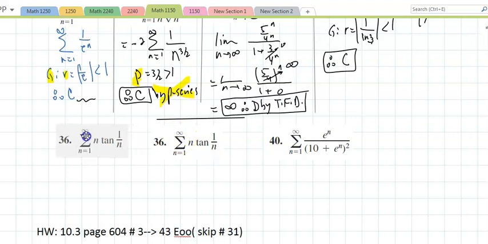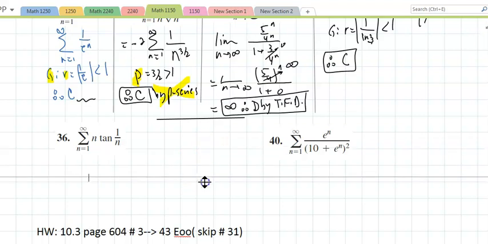And the next problem up is 36. This is something that doesn't leave you alone. It keeps you coming back. And we did that already. Let's do it again.